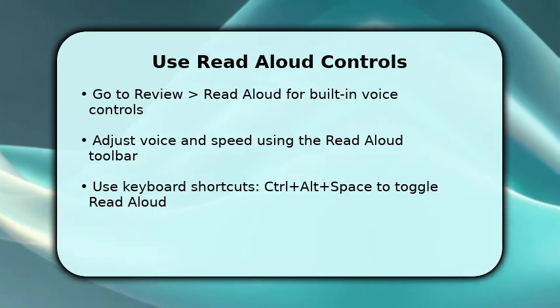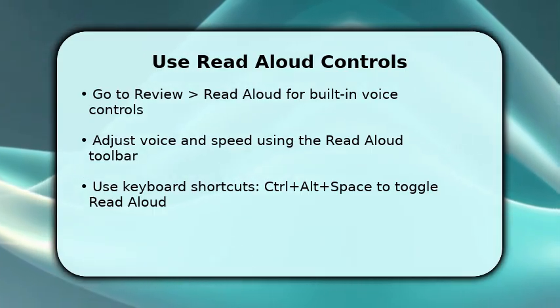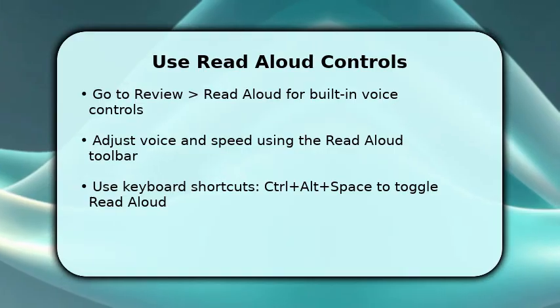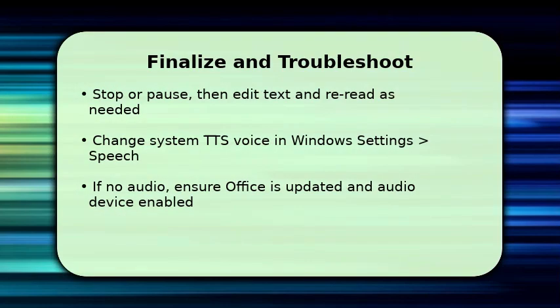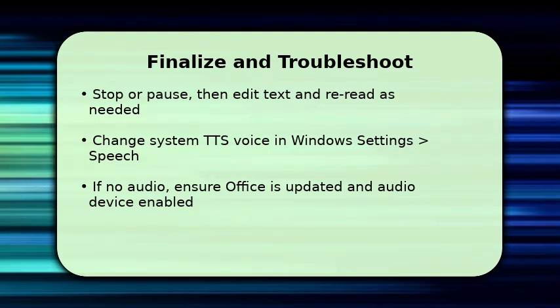If you prefer a quick repeat, use the jump back and forward buttons. And remember, keyboard shortcuts speed up the process during iterative editing. Finish by using pause and stop to edit problematic lines, then rerun Read Aloud to confirm corrections. Once done, you can export or share a proof document knowing it's been orally checked.